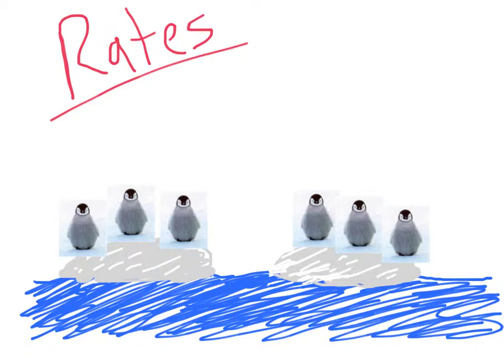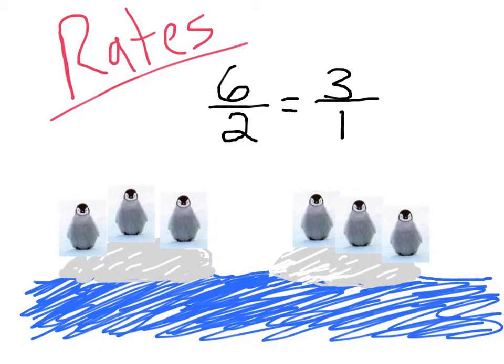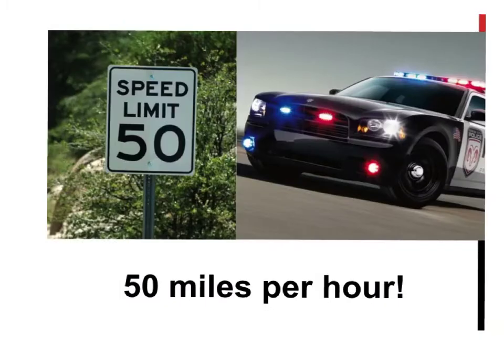So here, I would say the rate of penguins to islands is, well, there are 6 penguins for every 2 islands, and I can simplify that to 3 penguins for every 1 island. The rate is 3 to 1, 3 penguins per 1 island.